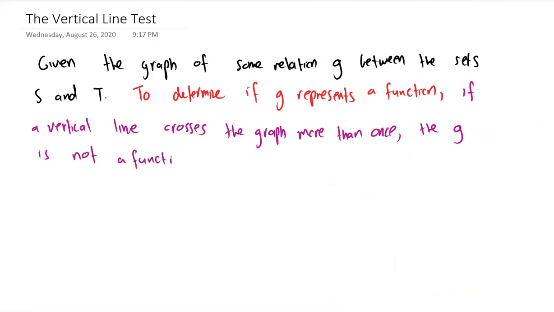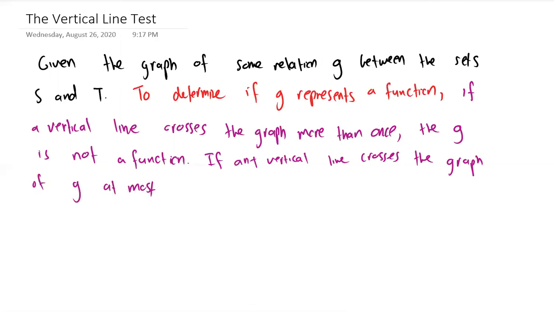And then conversely, on the other hand, if any vertical line crosses the graph of G at most once, right? So it could cross it once, it could cross it 0 times, then G is a function. So it's as simple as that.